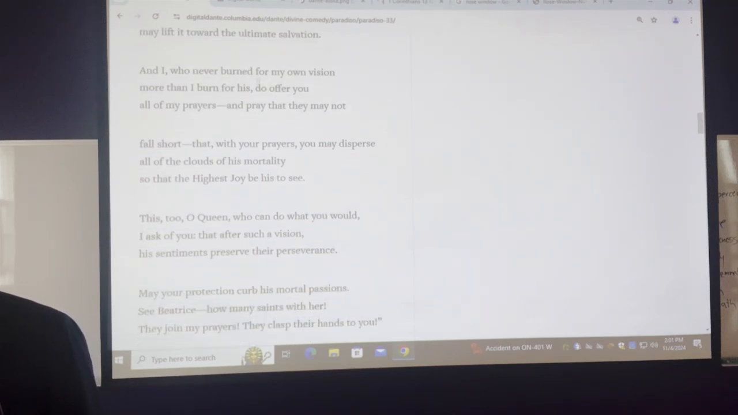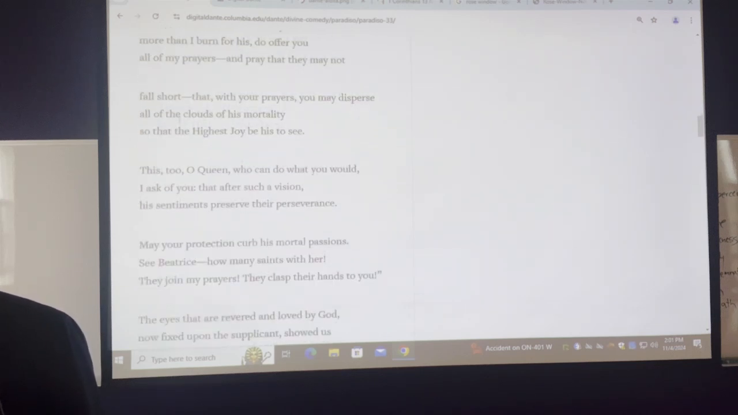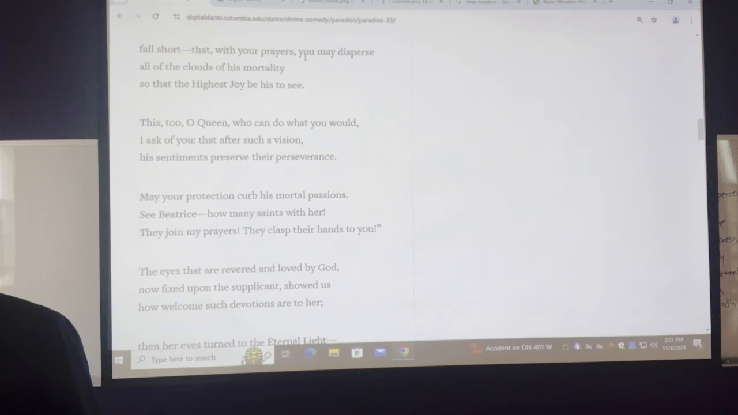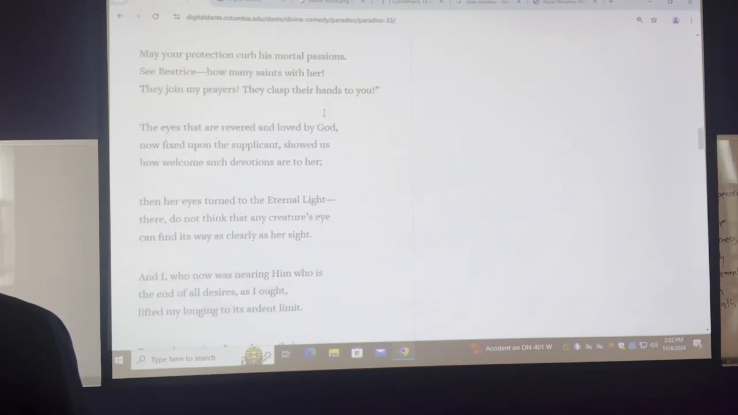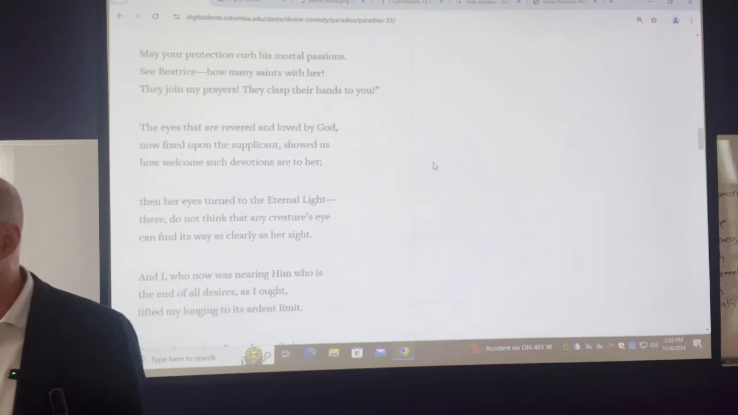And I, who never burned for my own vision more than I burned for his, do offer you all my prayers, and pray that they may not fall short, that with your prayers you may disperse all of the clouds of his mortality, so that with the highest joy he may see. This too, says St. Bernard, O Queen, who can do what you would, I ask of you, that after such a vision his sentiments preserve their perseverance. May your protection curb his mortal passions.